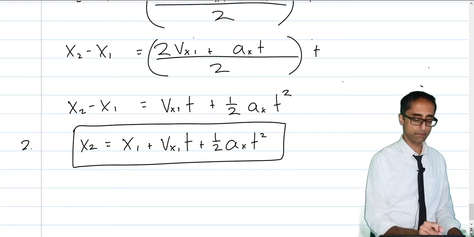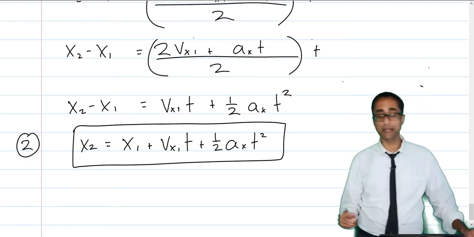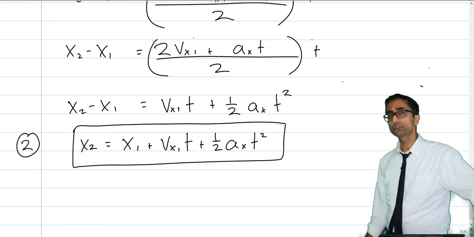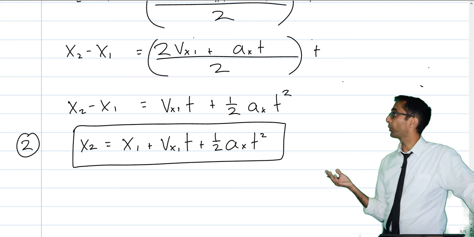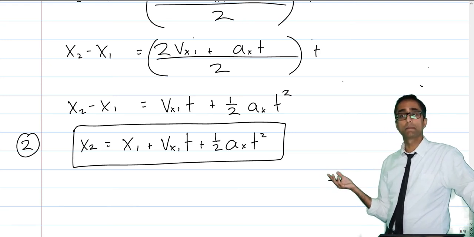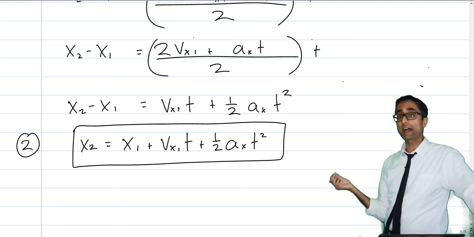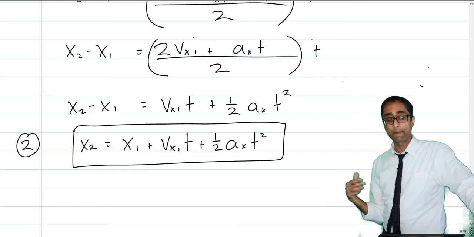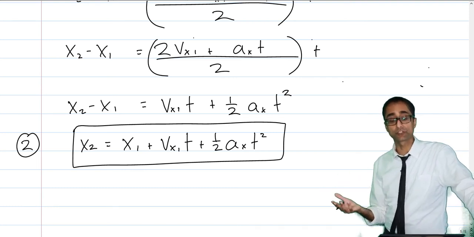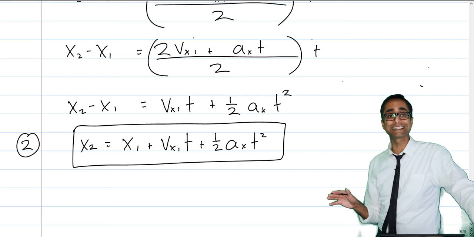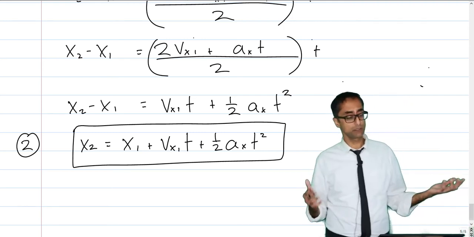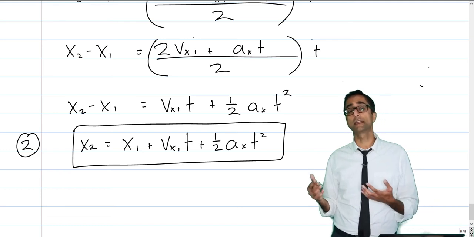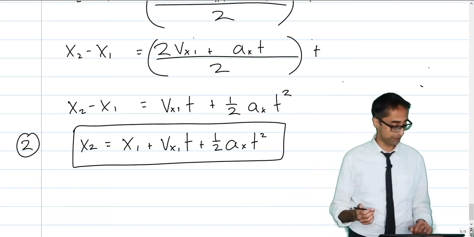So quite a bit more, I think, intense than that first equation, also giving us different information. This equation does have our position information in it, but now it doesn't have final velocity. Notice that Vx2 is not in this equation at all. We got rid of that. And so it's a relationship between position, initial velocity, acceleration, and time only.